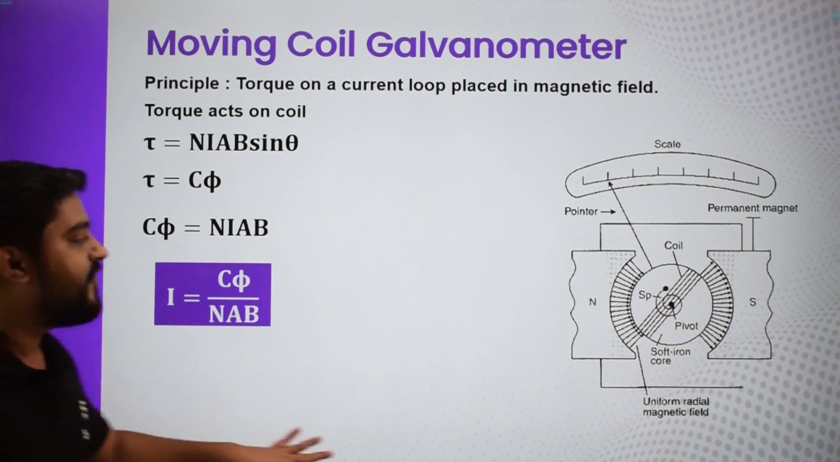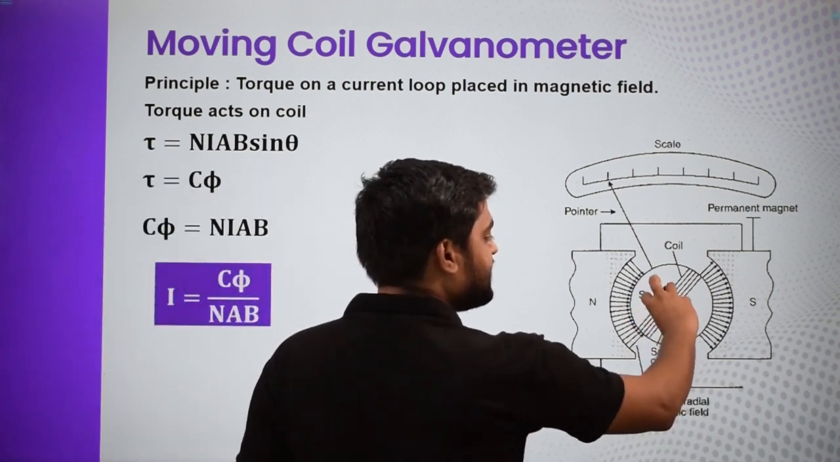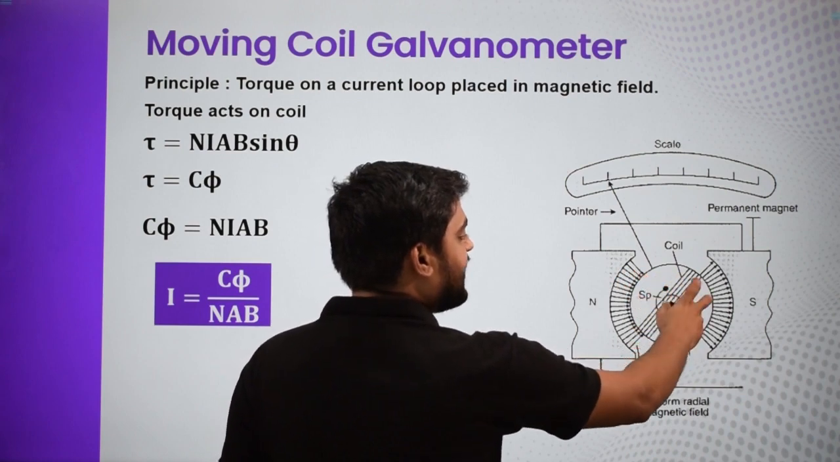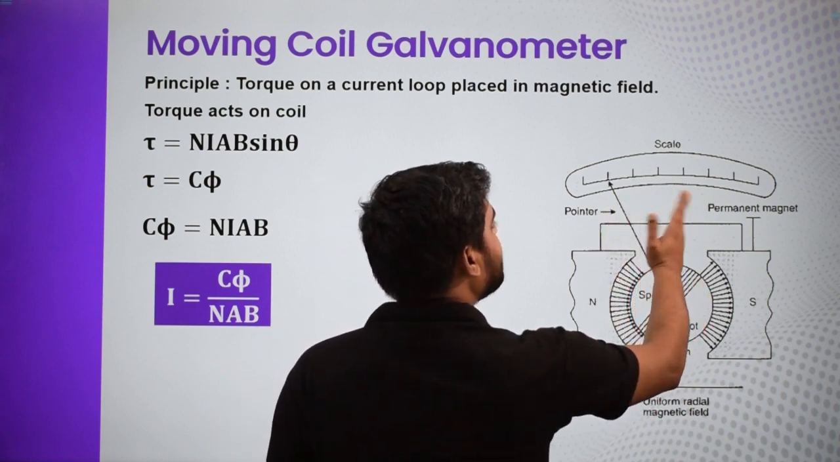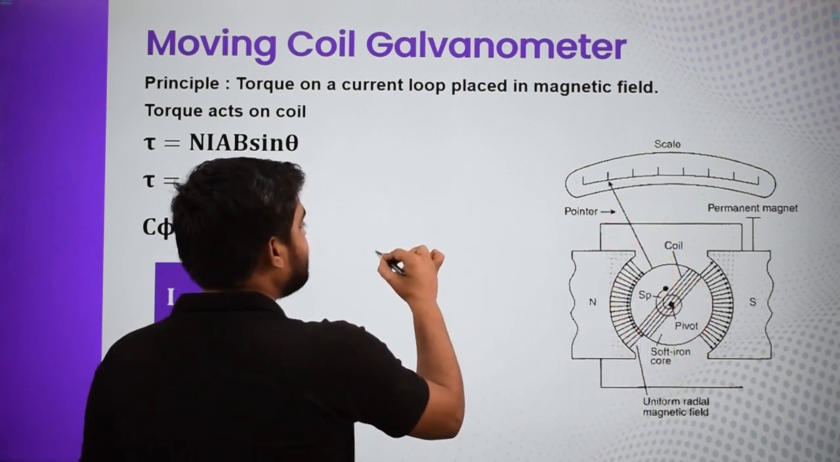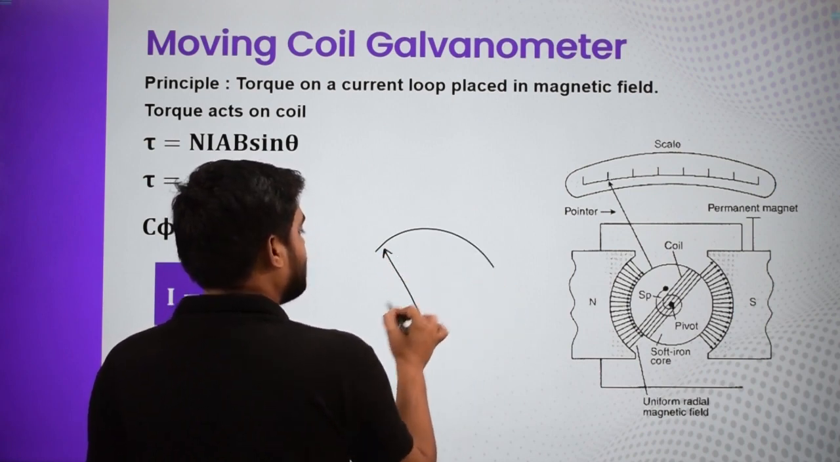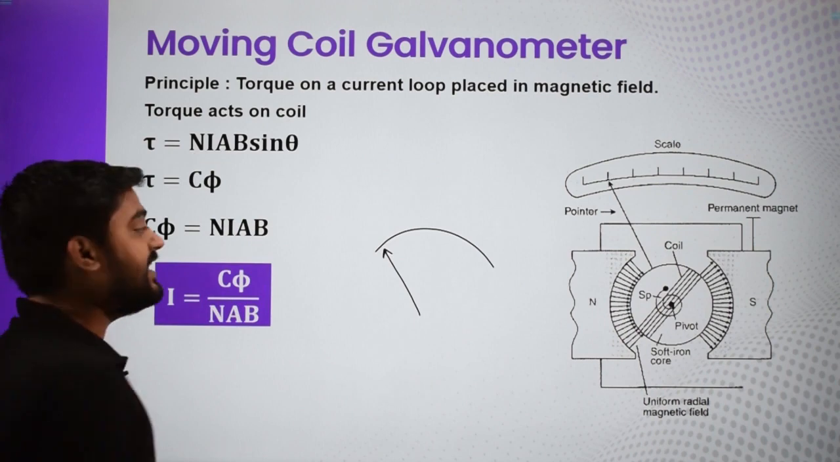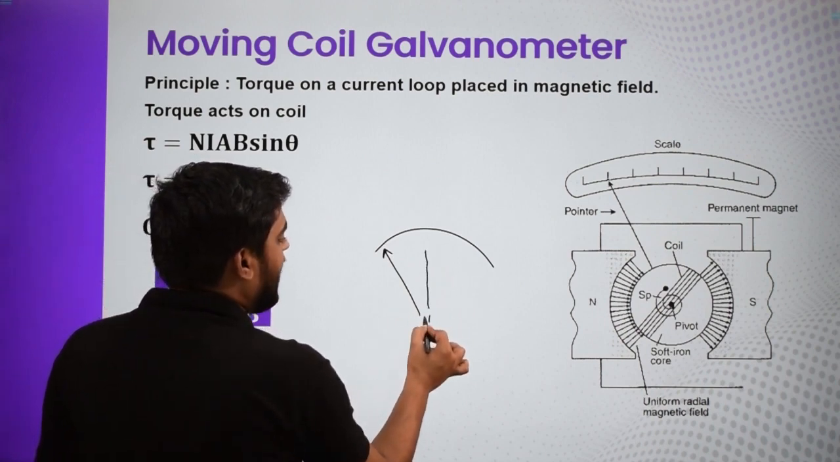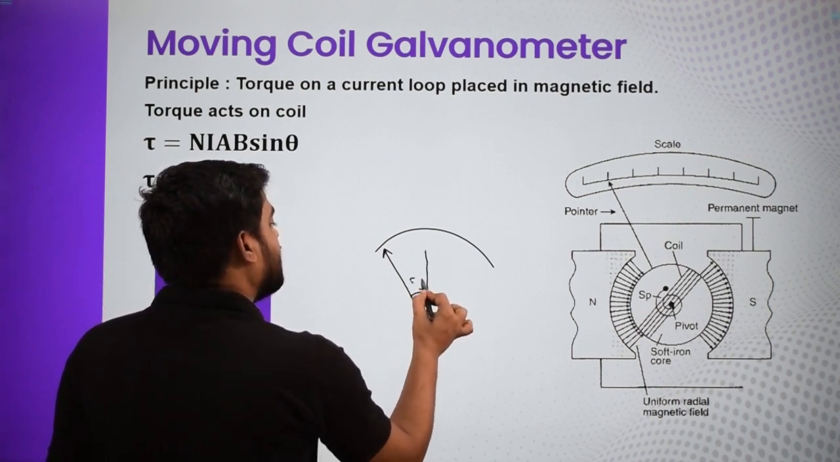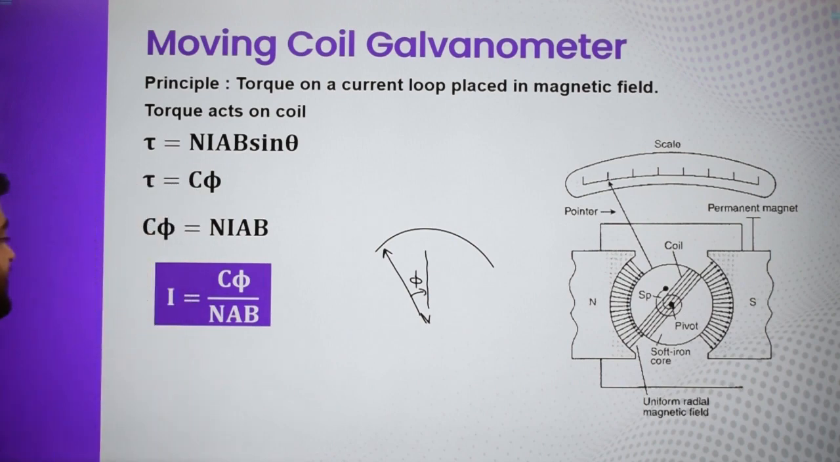What is phi? Phi is the deflection of this spring. So the spring rotates and eventually with that the needle also rotates. So this is the reading scale, and if the needle is rotating by angle phi, then we can say that the current is directly proportional to phi, or phi is directly proportional to current.